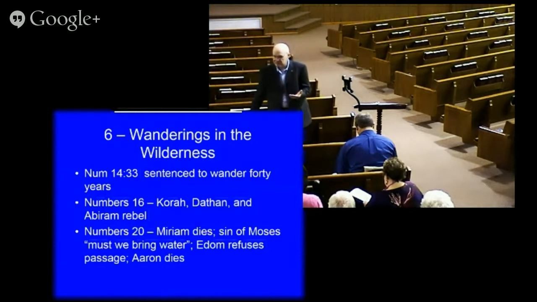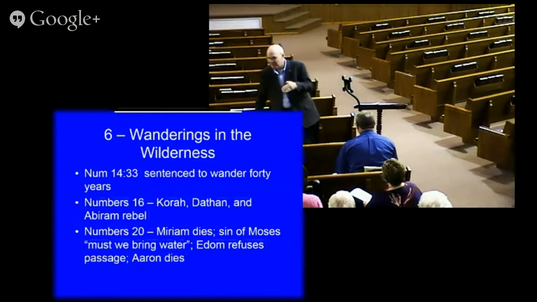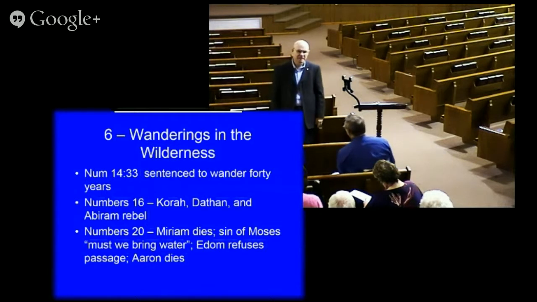Chapter 20 is a big chapter. Miriam, Moses and Aaron's sister, dies here. In this same chapter, we have the sin of Moses when he's told to bring forth the water from the rock. He said, "Must we bring forth the water?" That's what led to Moses not going into the land of Canaan.